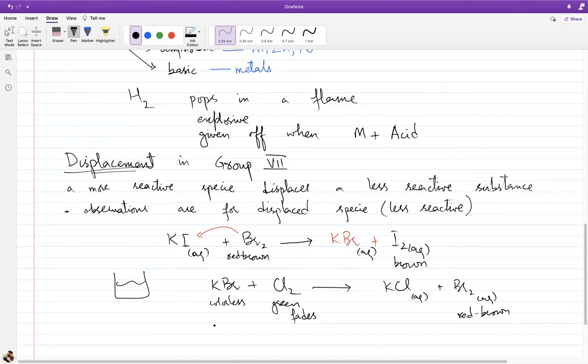Same thing happens if you take this KCl or HCl or anything with Cl in it and you add fluorine to it. Fluorine is more reactive, it's going to come and take its place. And you will end up with chlorine, which is green. So now yellow color fades, green color appears. ये चीज बड़ी जरूरी है.